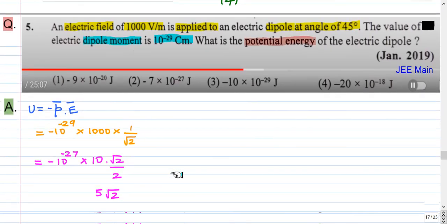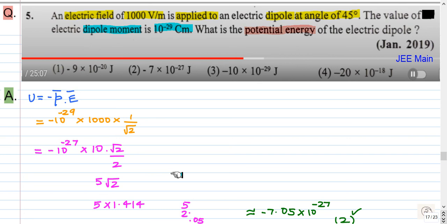We just have to use the formula for potential energy for a dipole in a uniform electric field, which is minus p dot E. And the angle between p and E is given as 45 degrees. So it is minus p into E into cos theta. p is 10 raised to minus 29. Electric field is 1000. And cos of the angle is 1 by root 2. Cos 45 is 1 by root 2.